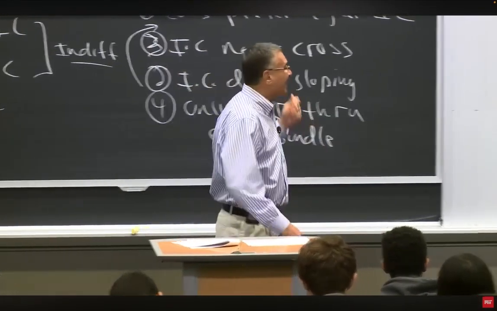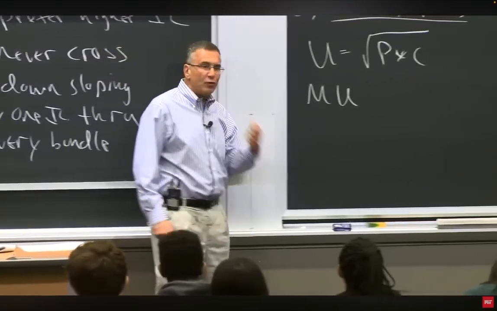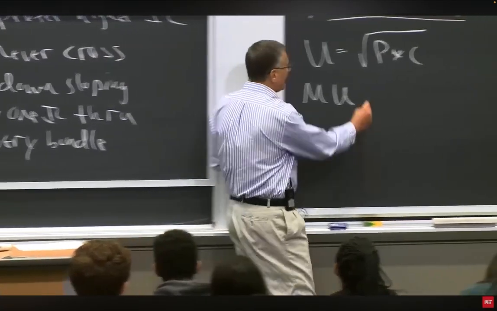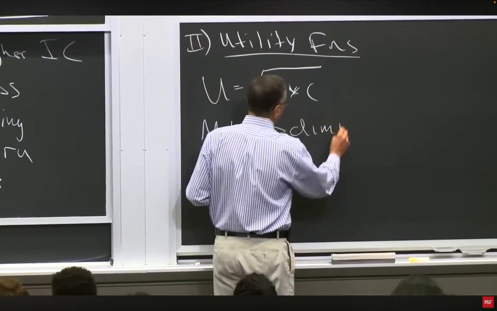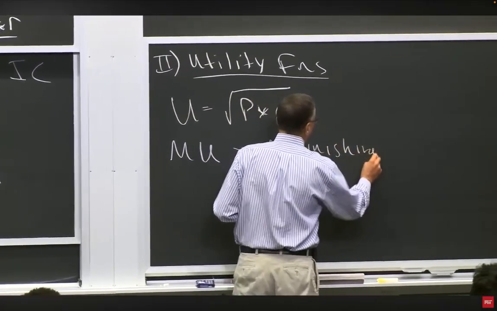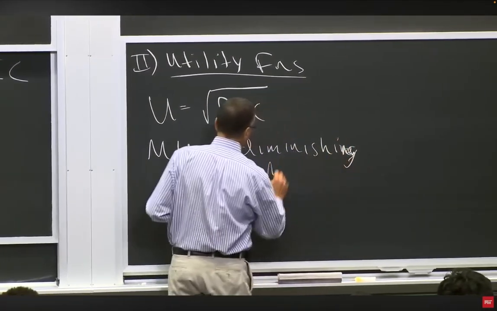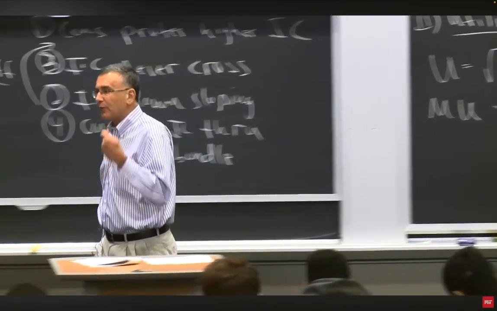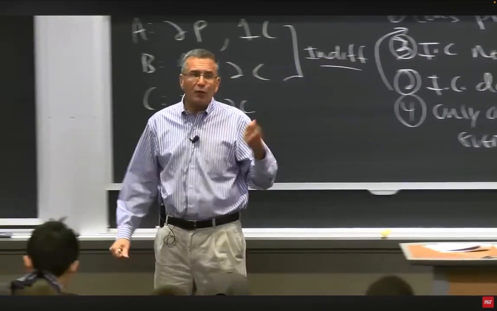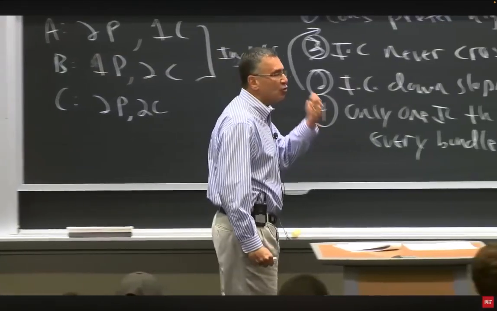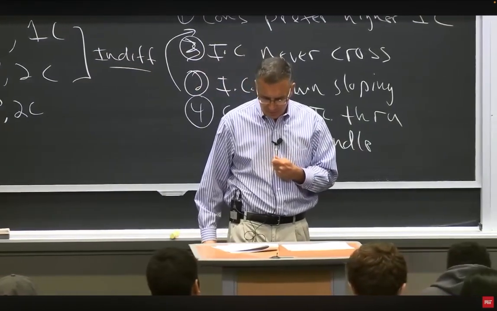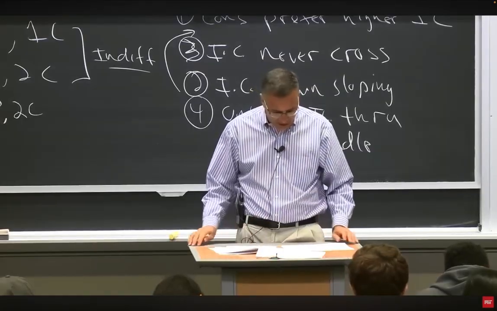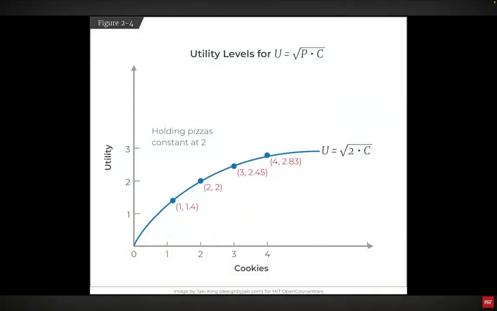OK? And the key feature of utility functions we'll work with throughout the semester is that they will feature diminishing marginal utility. Marginal utility will fall as you have more of a good. The more of a good you've had, the less happiness you'll derive from the next unit. Okay? Now we can see that graphically in figure 2.4.